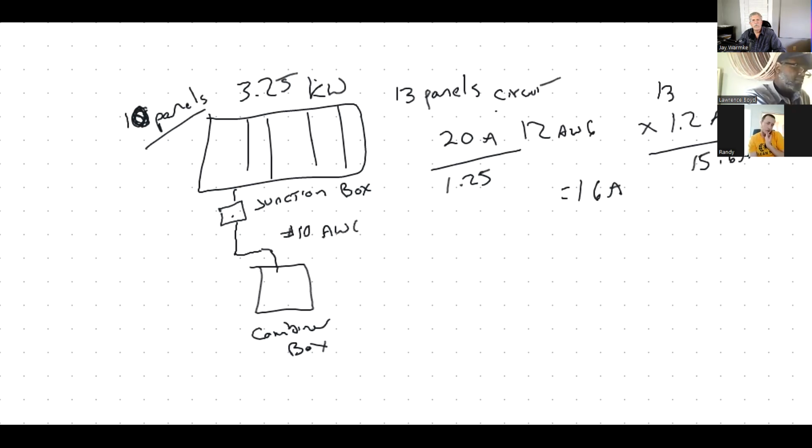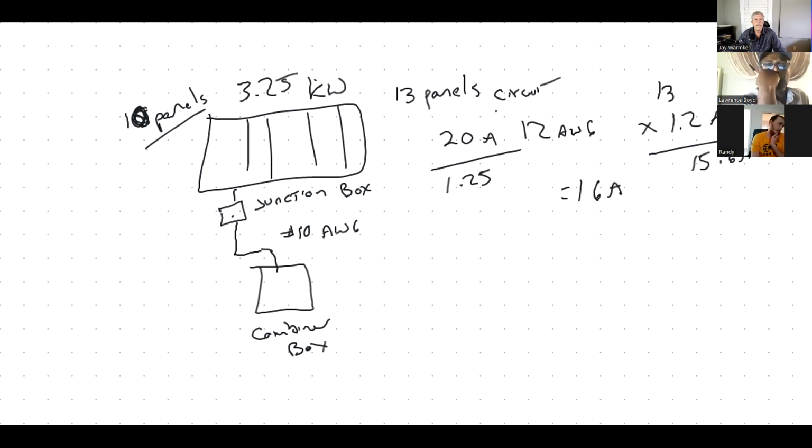So we're going to just go with 10 gauge wire here. And 10 gauge is bigger than 12 gauge. Yeah, 10 gauge is bigger than 12 gauge. And the cost difference between 12 gauge and 10 gauge is not that much. So let's go with the bigger wire. Then you don't have to worry about voltage drop issues and things like that.